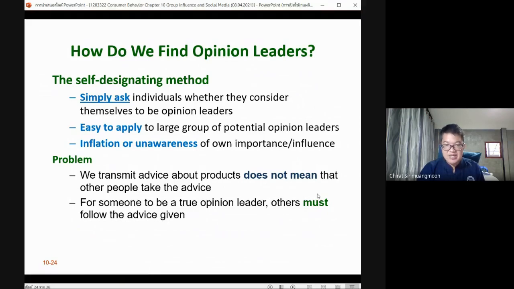But the problem is, it doesn't mean that once you ask who the opinion leader is and get an answer, you are done. No, actually, opinion leaders should have the power that makes other people follow them. So in this case, sometimes the true opinion leader is the person who gives advice and other people want to follow that advice. So this is the true opinion leader.